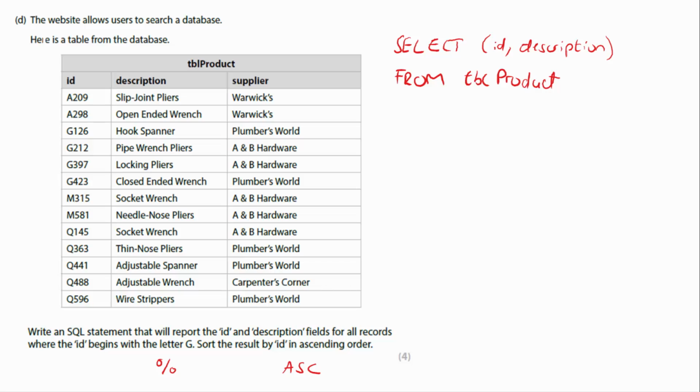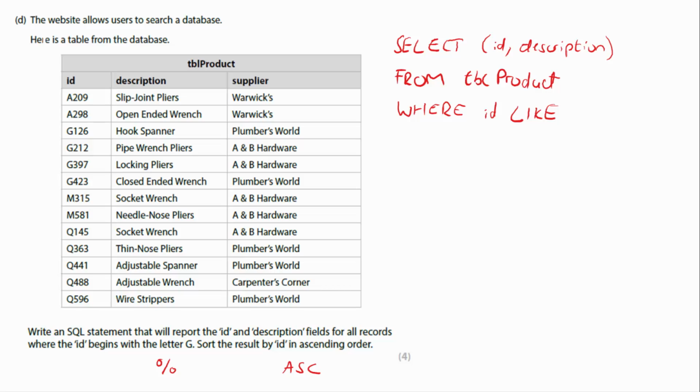And then we need to actually specify this condition by using a WHERE statement. So for all records where the ID begins with the letter G, the simplest way to do this is with WHERE ID, and then let's use LIKE, where ID LIKE. So let me explain what this % does. So this is a substitute for either 0 or more characters.